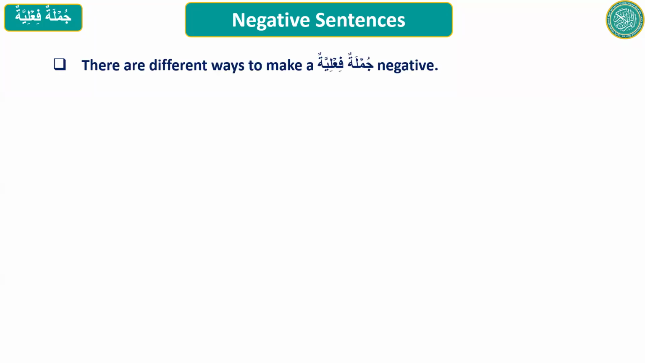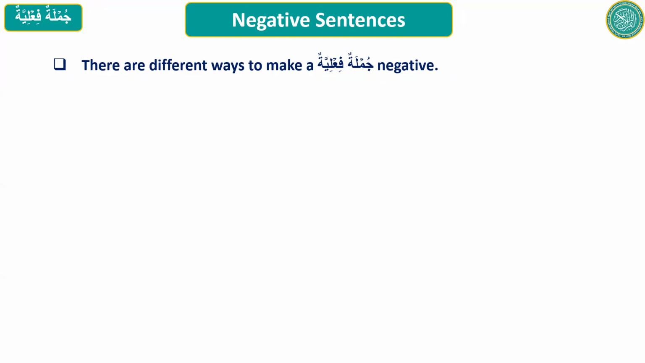So in the last couple of classes, what did we learn? We learned how to make a jumla ismiya negative, and we learned seven methods or seven ways to do it. Use of ma and be, use of laysa and be, then la an-nafiyatu lil jins, and then ma plus illa combination, and then in plus illa. So total seven. The last two are common between Jumla Fi'liya and Jumla Ismiya.